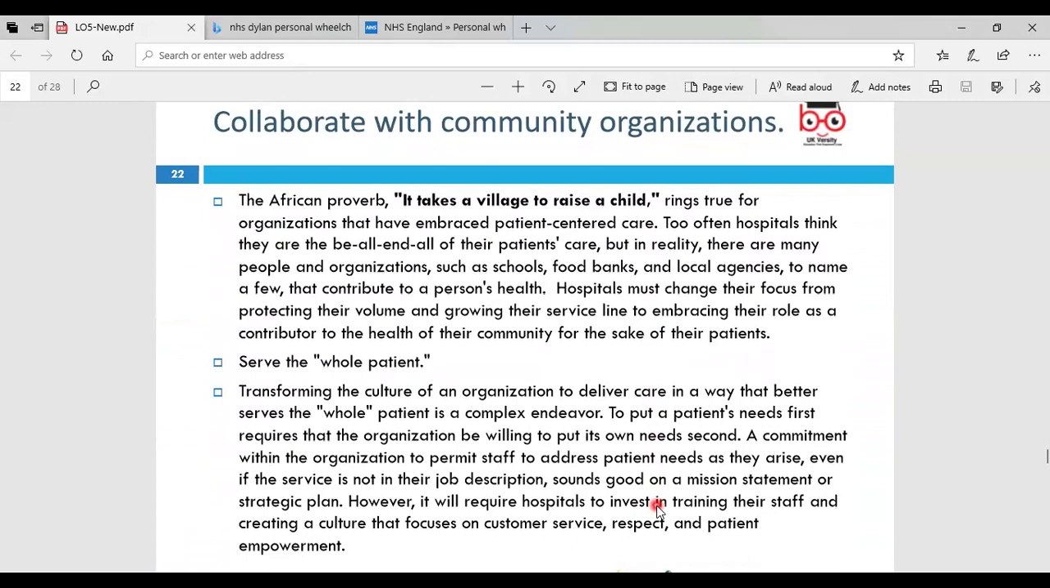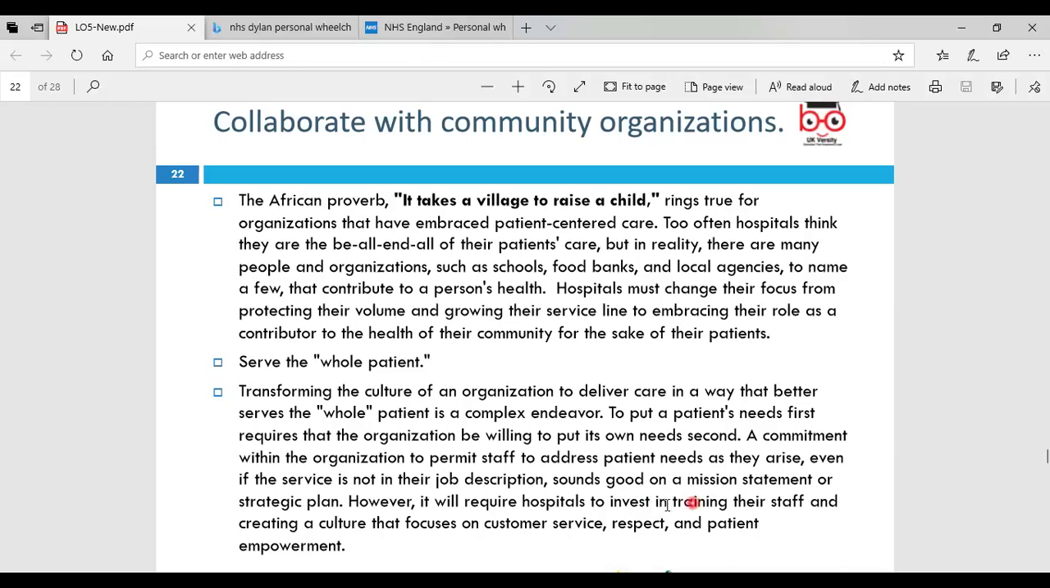Collaborating with community organizations, it's very well said that it takes a village to raise a child. This is for embracing patient-centered care. So hospitals think that they are the be-all and end-all of the patient's care, but actually there are many people and organizations that are also responsible for the person's health. This includes schools, food banks, local agencies, etc. So hospitals should change their focus and collaborate with other organizations, serve the whole patient, not just their disease. Serve the whole patient as a person, as a human being.